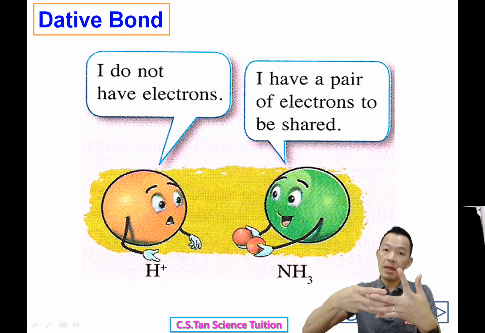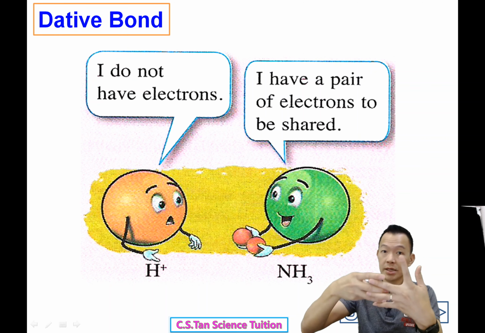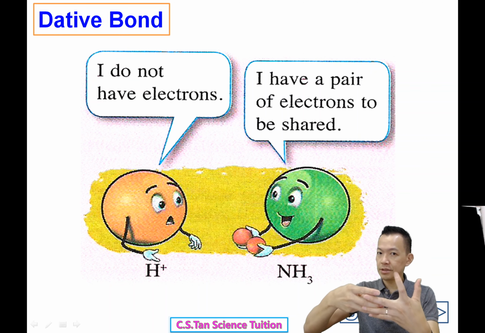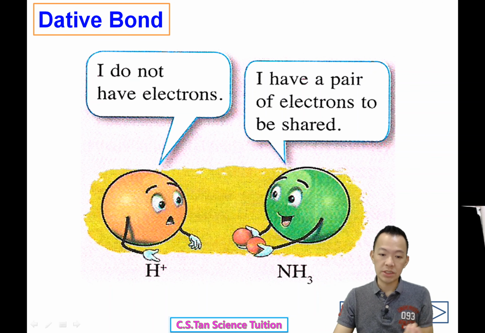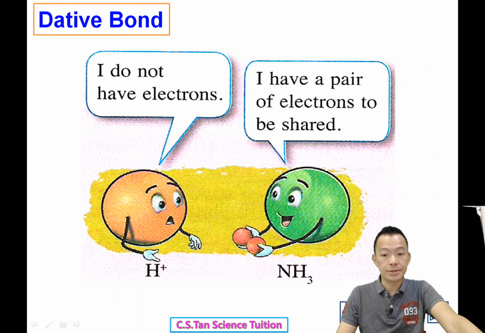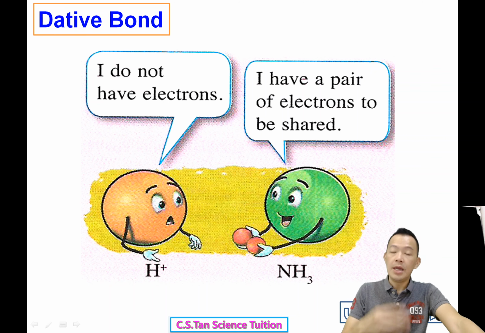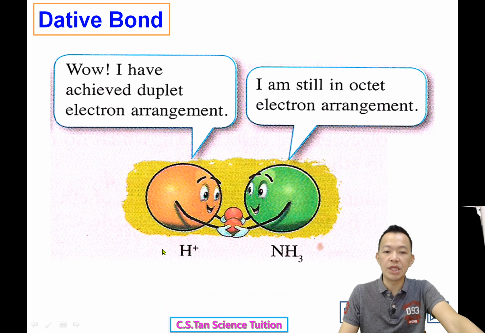So, maybe the nitrogen here can share the two electrons. 这两个 electron, 它拿出来 share 也不用紧啊, 反正多余的, 对不对? With the hydrogen atom, with the hydrogen ion that does not having any electrons. So, this is what we call dative bond. Nitrogens can contribute the two electrons, but hydrogen not contribute any electron. So now they join together, 他们两个人结合起来, become ammonium ion, 就变成了 ammonium 的离子.